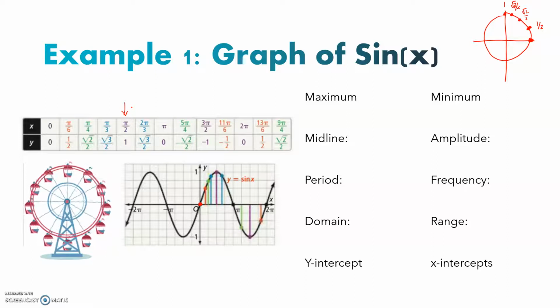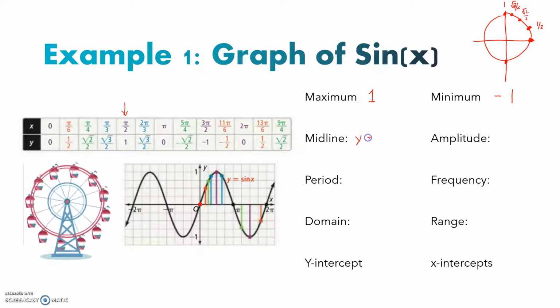And then we continue back down the unit circle. So the maximum for this graph of sine is 1. And the minimum is going to be when we're at the bottom of the unit circle. The minimum is going to be -1. We can't get any lower than -1 because our unit circle is stuck there. The midline, when the sine function is graphed without any shifts, is going to be at y equals 0, or the x-axis.